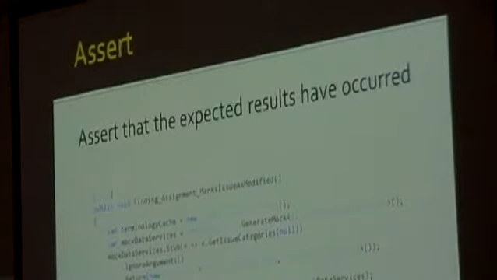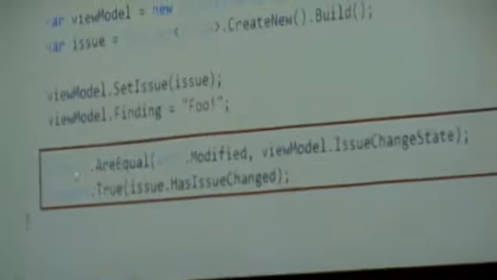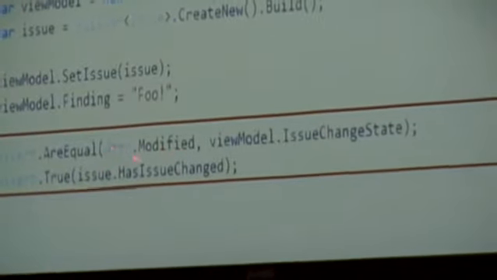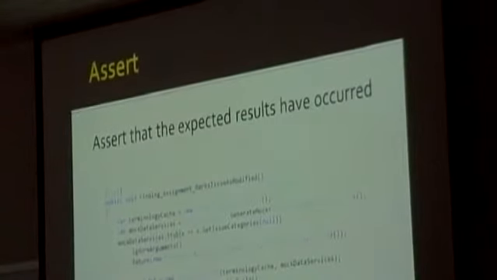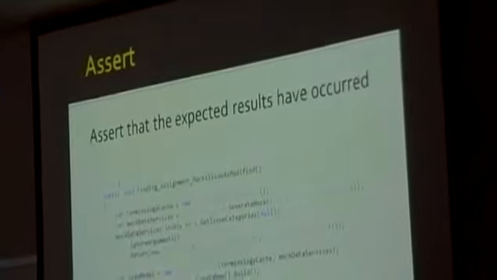Assert. Assert that the expected outcome has actually occurred. I've got two asserts here, and we'll talk about that in a second. But we're asserting that this enumeration, attr.modify, and issueViewModel.issueChangeState are the same, are equal. And we also want to assert that the hasIssueChanged property is true. Right, that's one logical assert per test, even though we've got two actual asserts here.